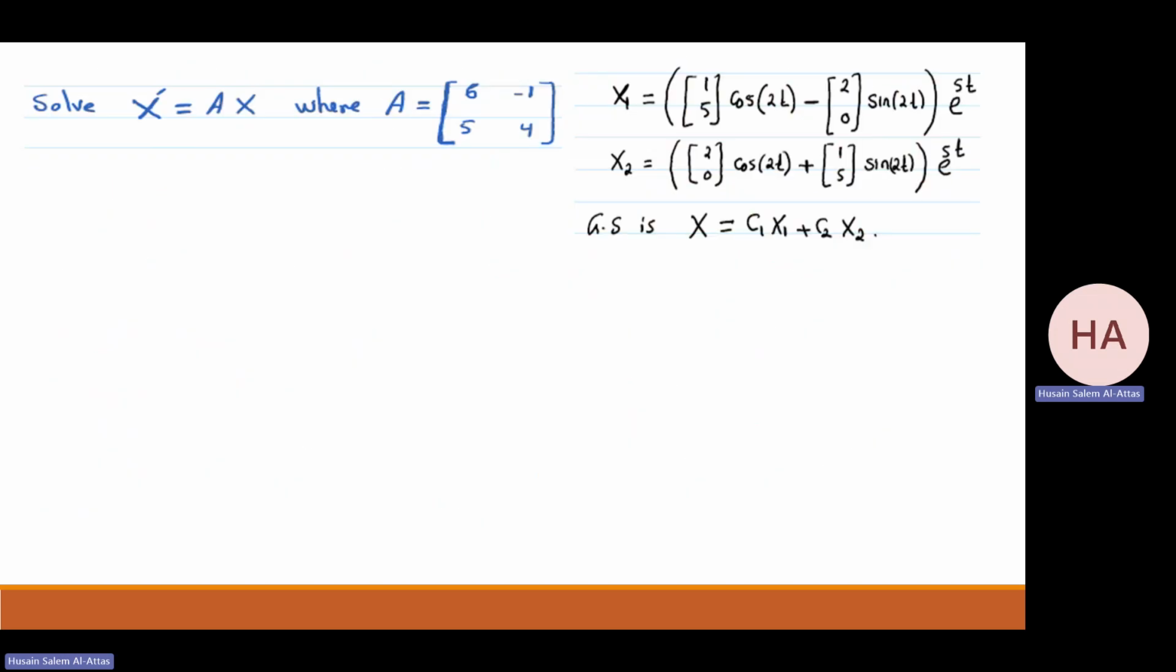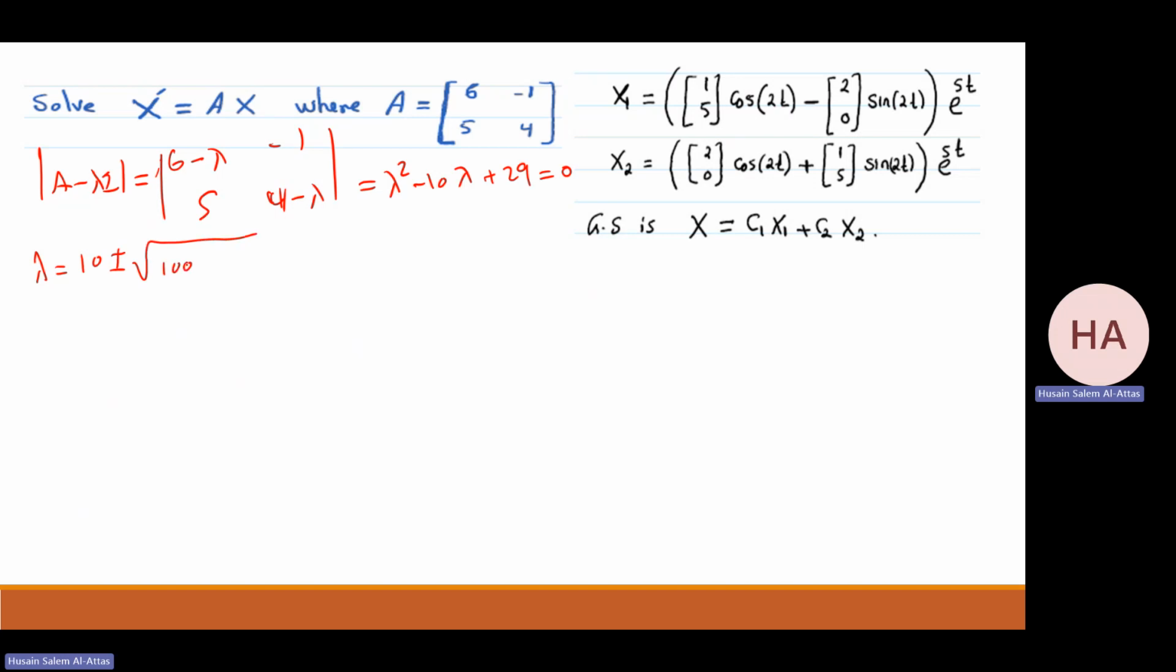So let me try to finish this so that the remaining will be all the exams and suggested problems on the book exercises. Yeah, I have A minus lambda I. This is for the complex case, very clear, with the answers. 6 minus lambda, minus 1, 5, 4 minus lambda. That gives me what? Lambda squared minus 10 lambda, 24 plus 5, that is 29, equals 0. So lambda will be what? 10 plus or minus square root of 100 minus 4 times 29, over 2.